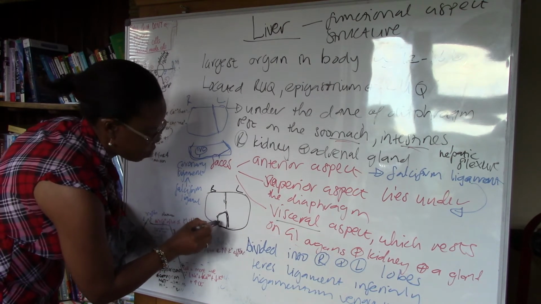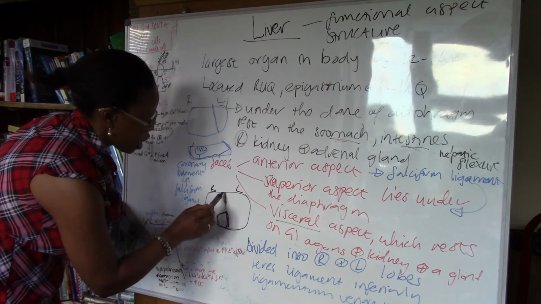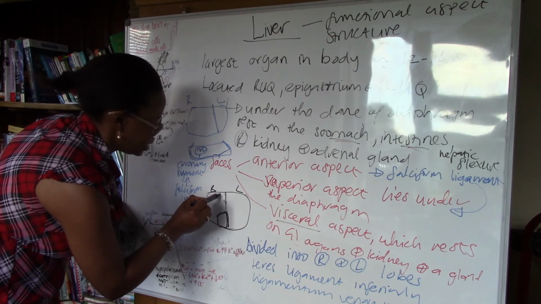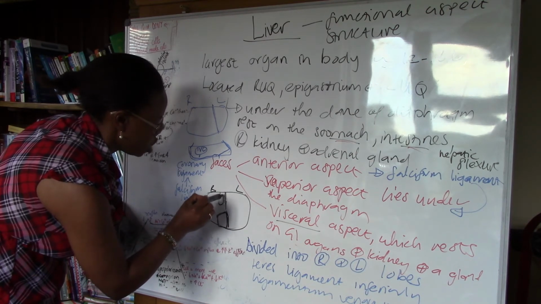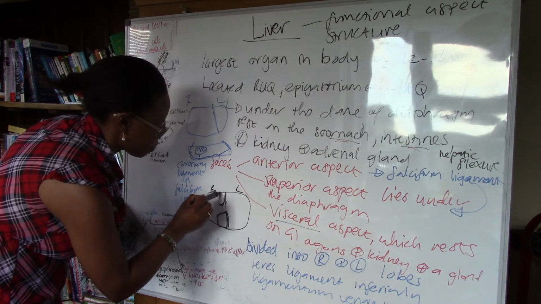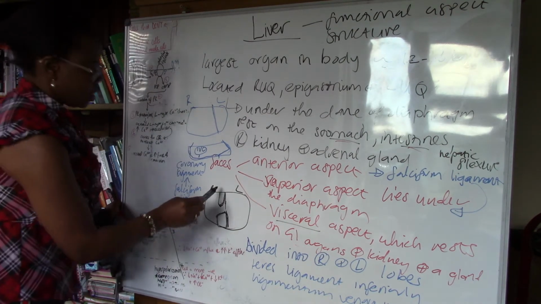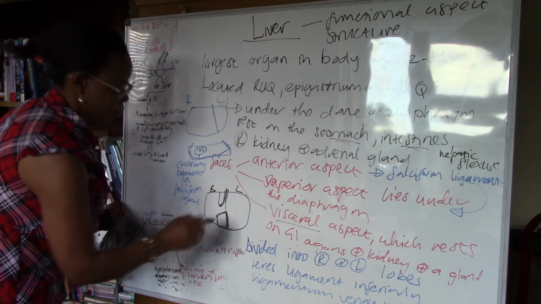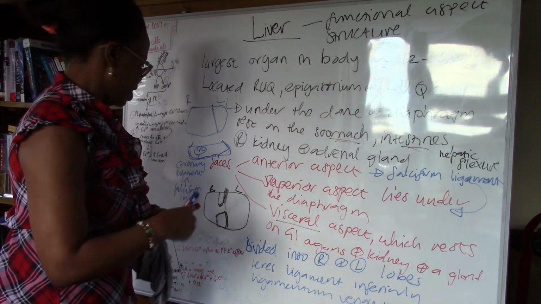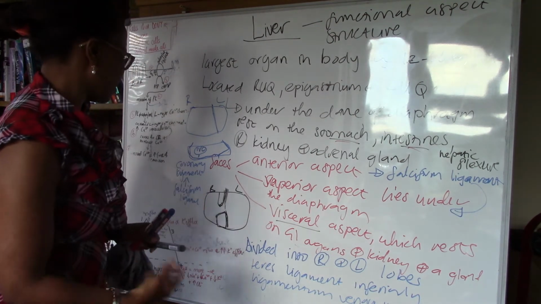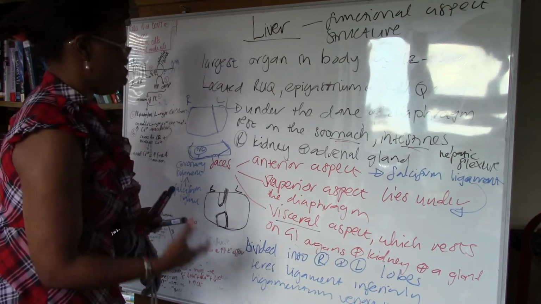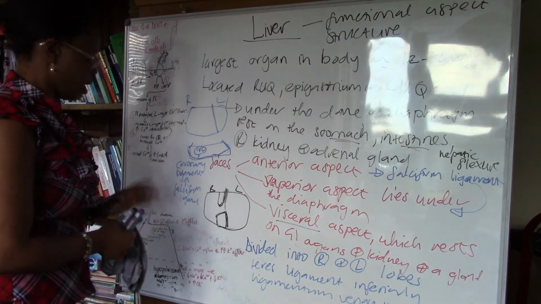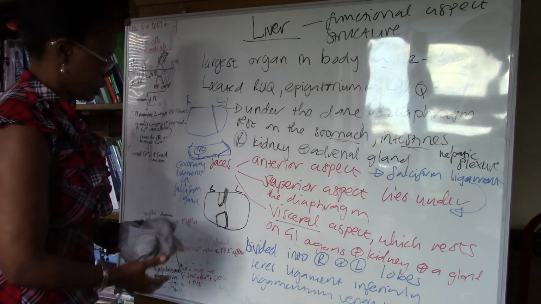So the teres ligament is related to the quadrate lobe. It's called the quadrate lobe because it has 4 sides, while the ligamentum venosum is related to the caudate lobe, and the caudate lobe lies next to the IVC. That's just a little bit on the anatomy of the liver that I want to quickly cover without saying too much about it.